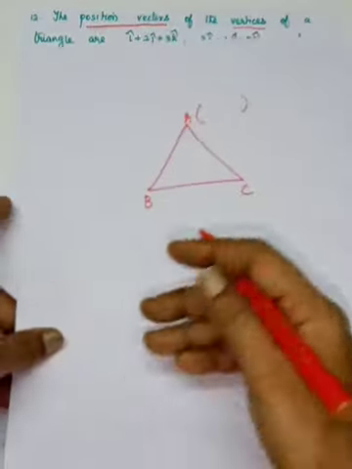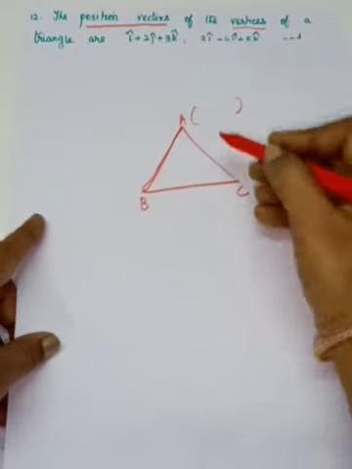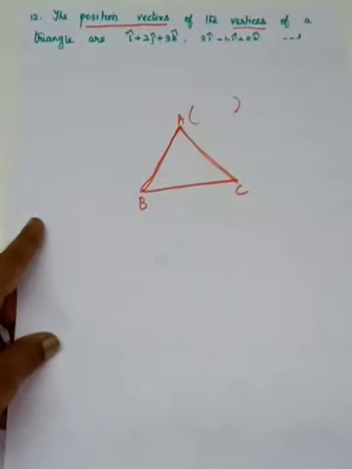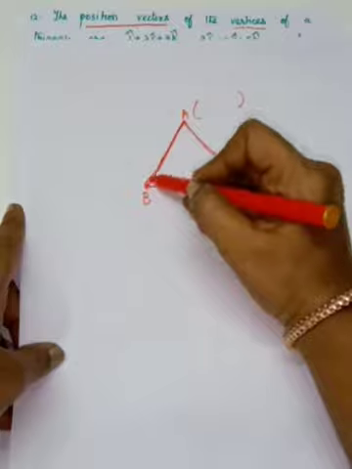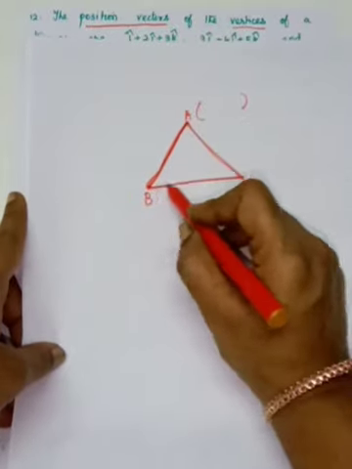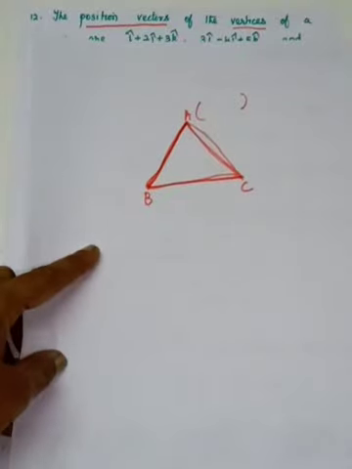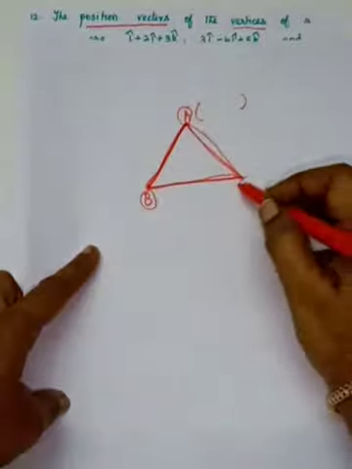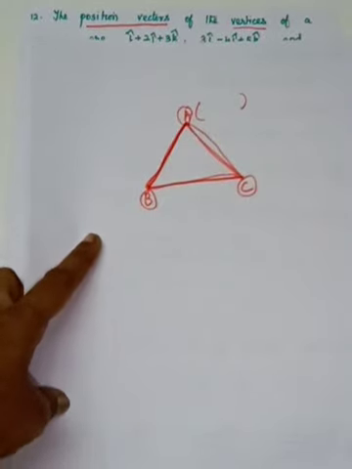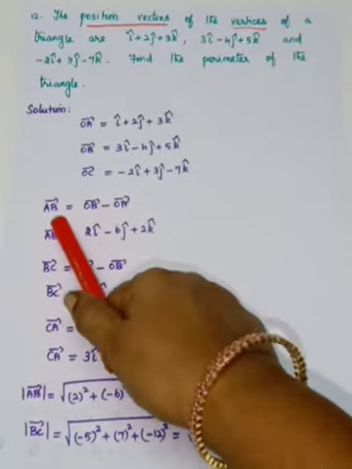So perimeter means what you have to do? You have to add all the sides. That is the perimeter of the triangle. So what is needed now? You need AB, next BC, next CA. First we should know the sides. Here only the position vector of each point is given, so using that you have to find the side AB. First we are going to find AB vector.